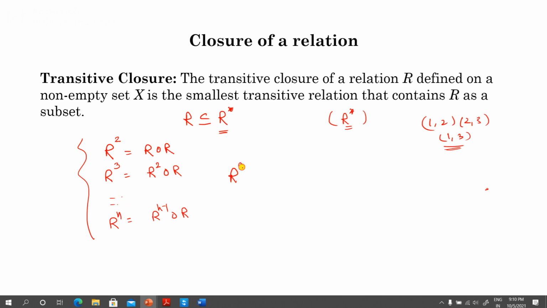Finally, to find R star, find the union of all these: R union R square union R cube union, and so on up to Rn. So in this way you can find the transitive closure of a relation R.